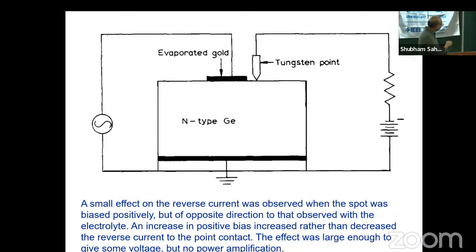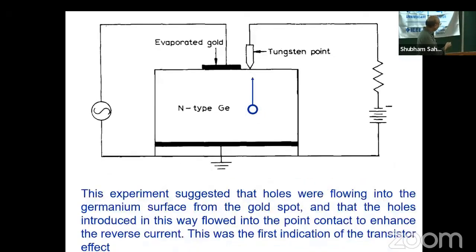So if the current is increasing when you apply a voltage here, it means that holes are being injected from the other contact. So what they realized was that this evaporated gold in the neighborhood of this particular point was injecting holes. And so apart from the holes flowing from the bulk, they had holes which were going like this, coming from the evaporated gold and then going into this particular contact here, right? These are Bardeen and Brattain working together, doing these experiments and coming up with these ideas here.